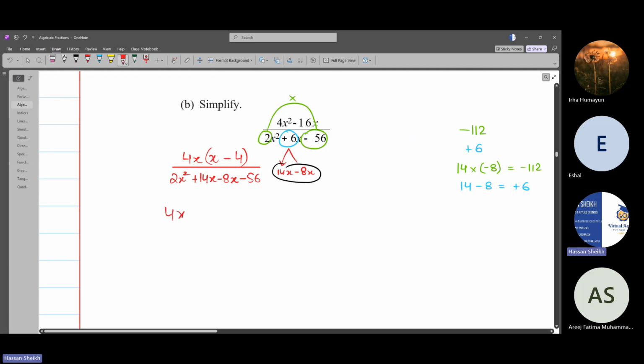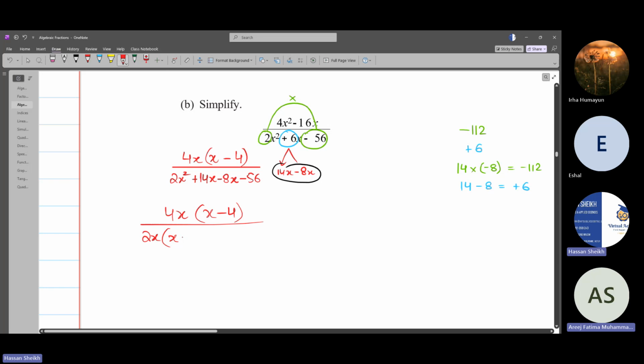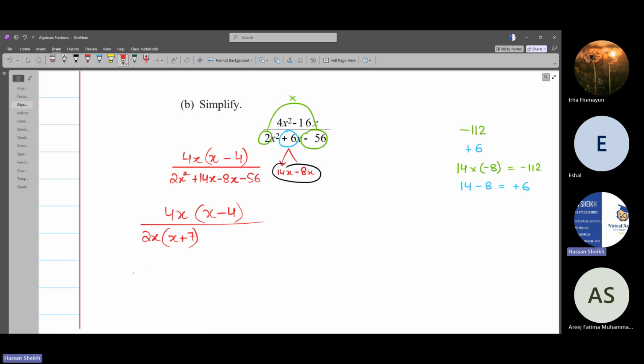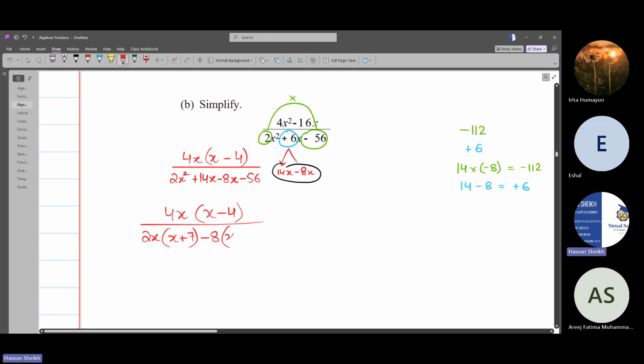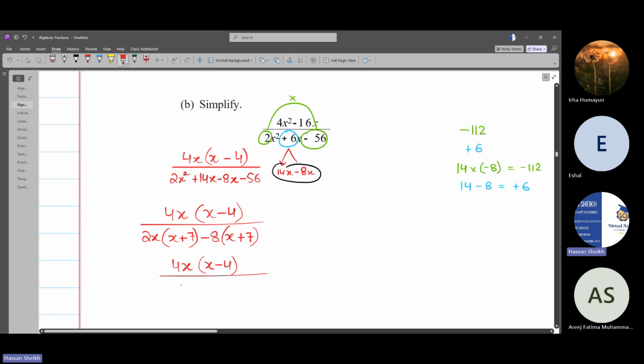So, can we take 2x common from the first two terms? Yes. And in the bracket, it will be x plus 7. And then minus 8 common. Then inside the bracket, it will be x plus 7 because when the negative number is taken common, the sign changes. Agree or not? Yes. And then we have 2x minus 8 as one of the factors and x plus 7 as one of the factors. Agree?